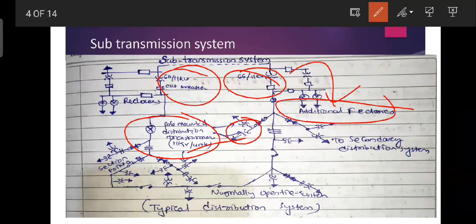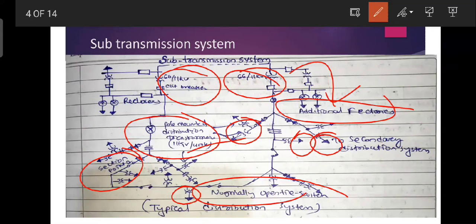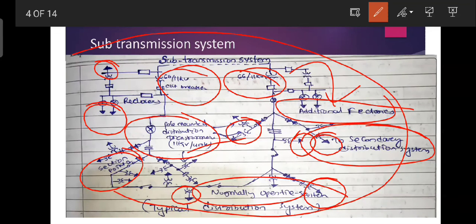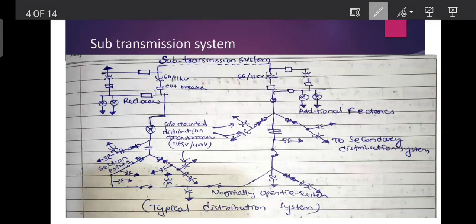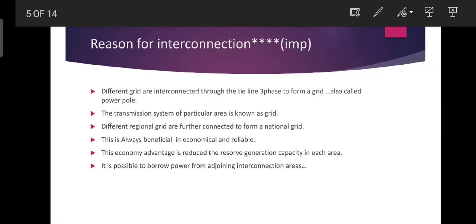There is a section pointer, and there is normally an earth. Those are the earth connections for our protection purposes. Okay, and then there is the secondary distribution. Those are all our sub-transmission system. Okay, I think it is clear to you. Let me erase. Okay, let's go to the reason for interconnection.